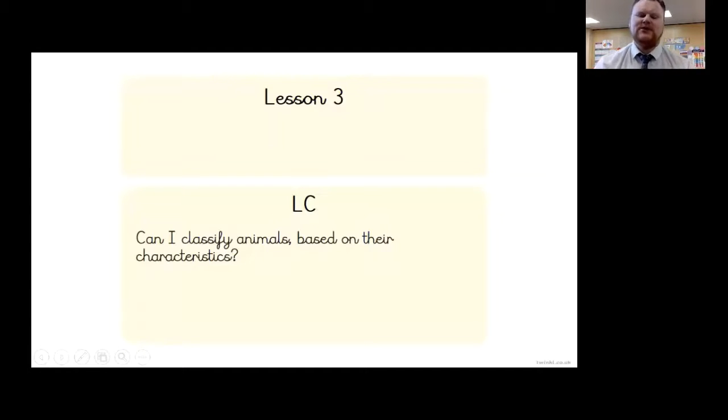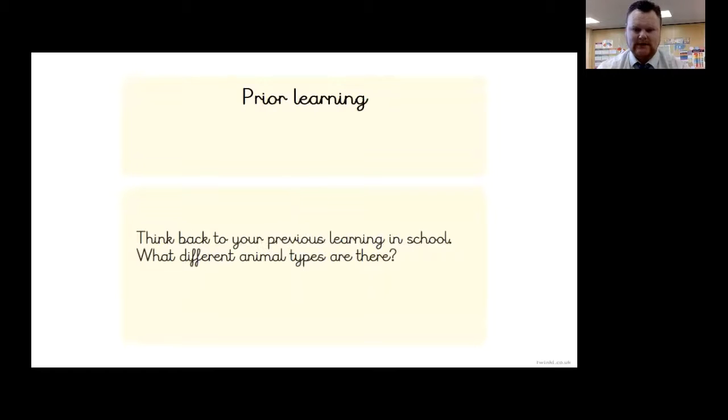Good afternoon. This is your lesson 3, science. Your LC is, can I classify animals based on their characteristics? So we're going to move on in our learning today on something that we touched upon in our last lesson, which was about Carl Linnaeus.